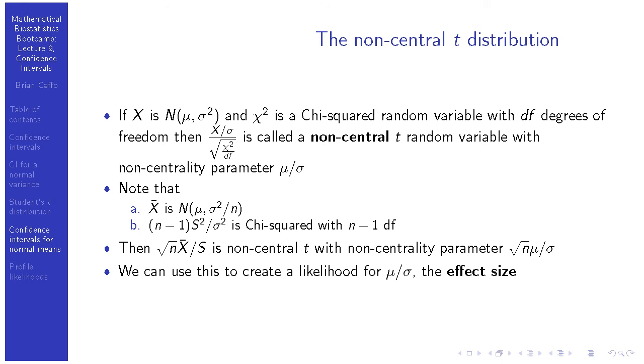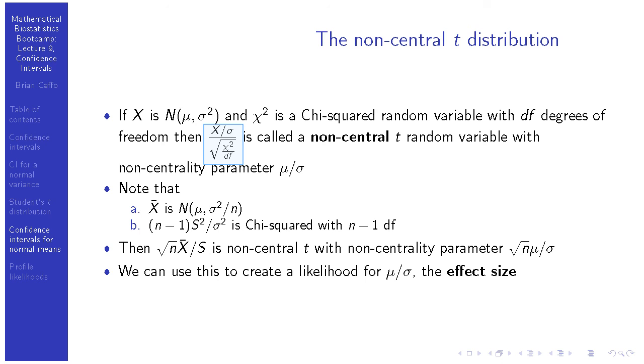So if x is normal mu sigma squared, and this is a chi-squared random variable with df degrees of freedom, then if you take x divided by sigma and divide it by the square root of a chi-squared divided by its degrees of freedom, notice we forgot to subtract off mu in the top. So x over sigma still has a mean. In this case, its mean is specifically mu over sigma. So we've not taken a standard normal and divided by the square root of an independent chi-squared divided by its degrees of freedom. We took a non-standard normal and divided by the square root of an independent chi-squared divided by its degrees of freedom.